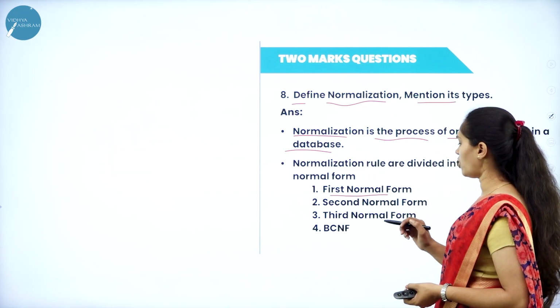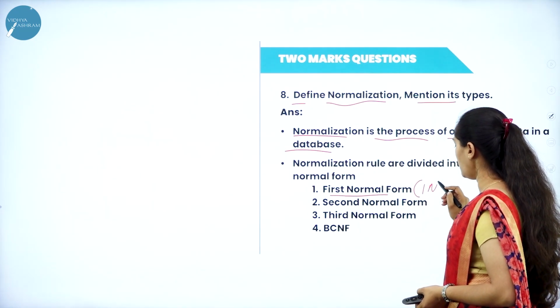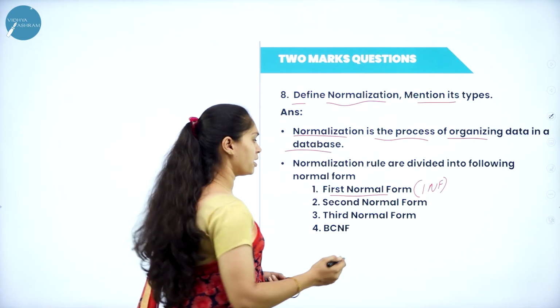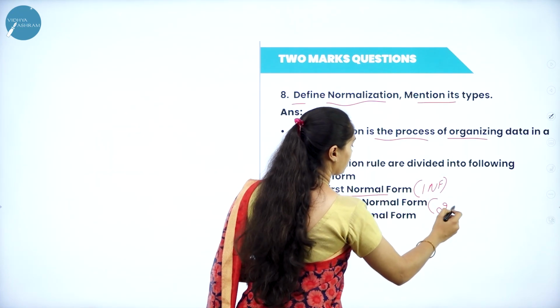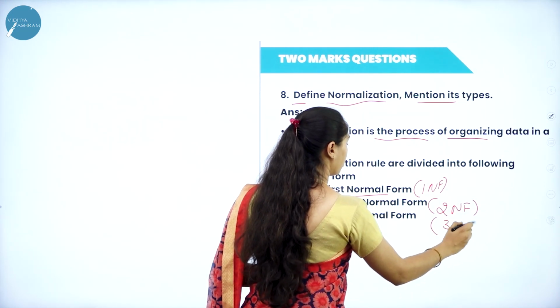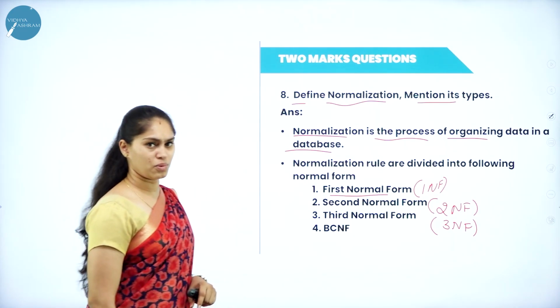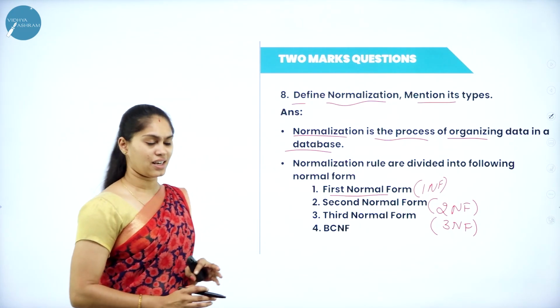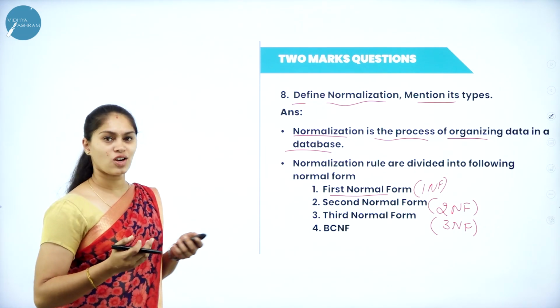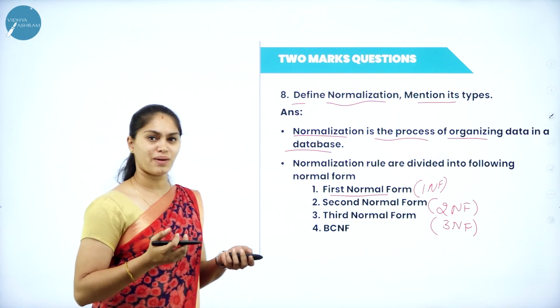So we have first normal form. In short, it will be 1NF. Then what is the second one? That is second normal form, 2NF. And we have third normal form, that is 3NF, and we have Boyce-Codd normal form, that is BCNF. So we have 4 types in this normalization. It's all about the most frequently asked 2 marks question.